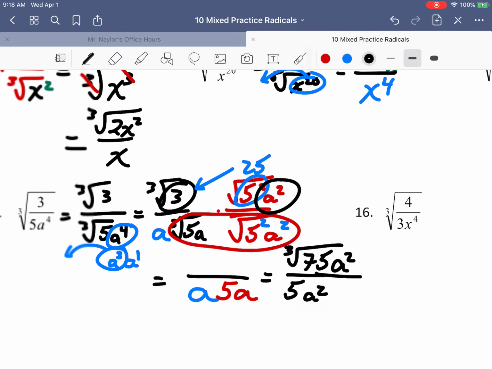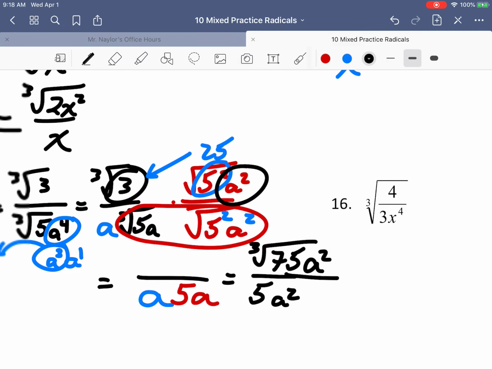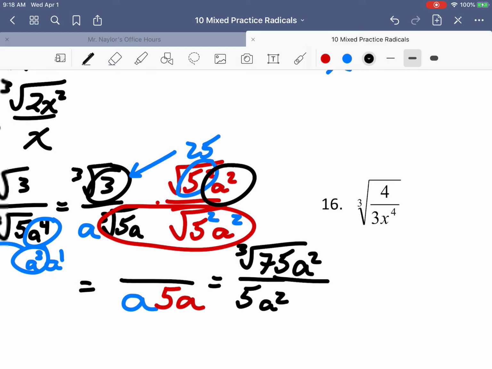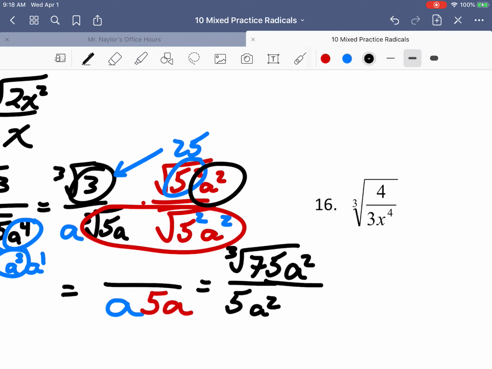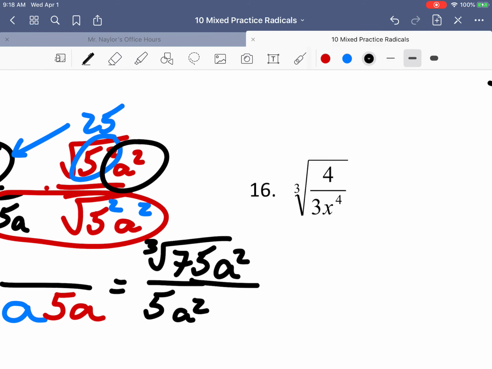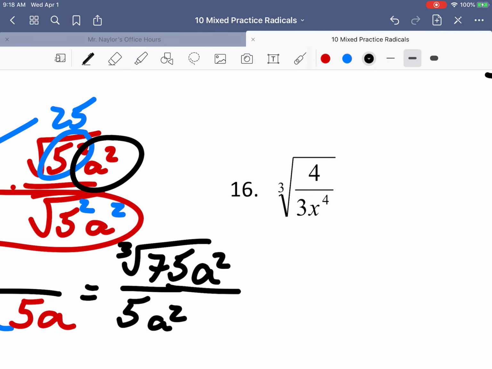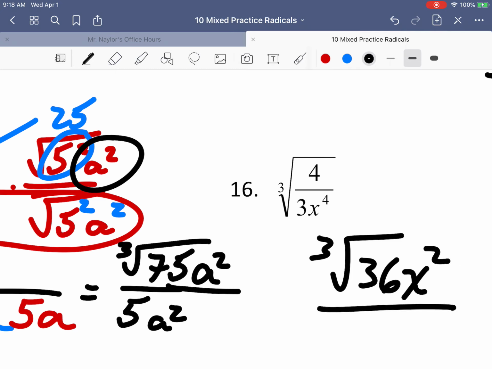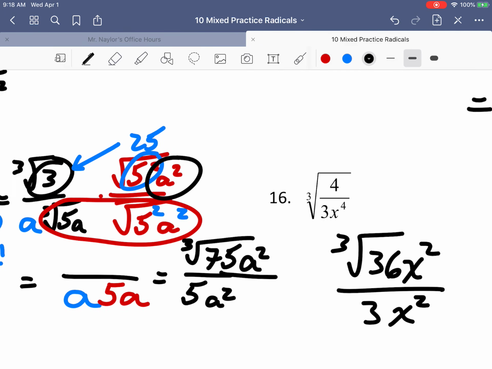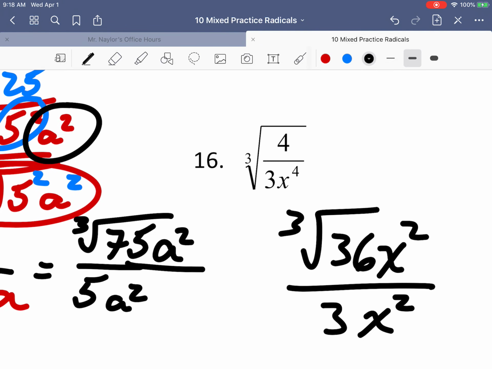That is not an easy problem. But I'm giving it to you as a challenge, and giving you an opportunity to try to learn a harder problem. Now, number 16 is really the same idea. I encourage you to follow the same steps, and you end up ultimately with an answer of the cube root of 36x squared all over 3x squared. It's a similar problem where you're going to have multiple steps before you end up with that final answer. It's the cube root of 36x squared all over 3x squared.